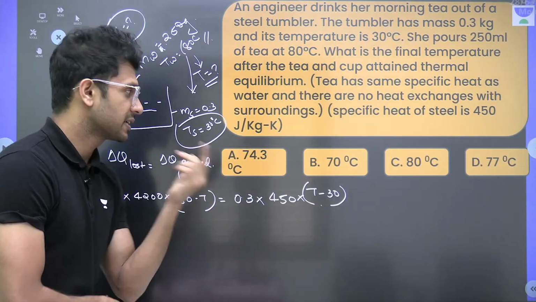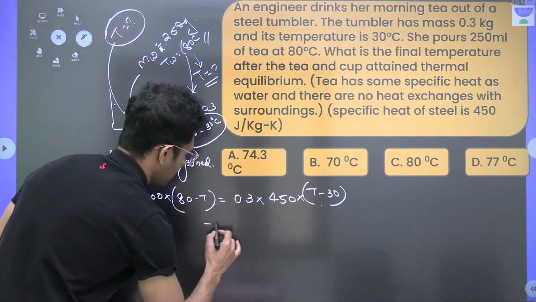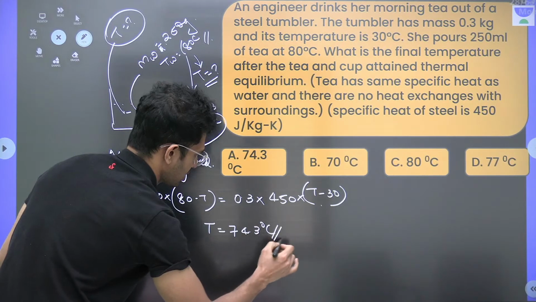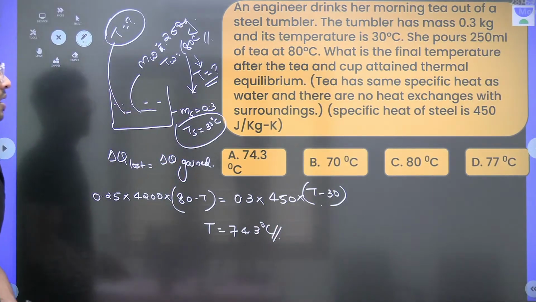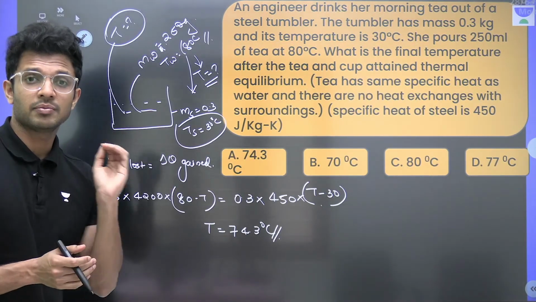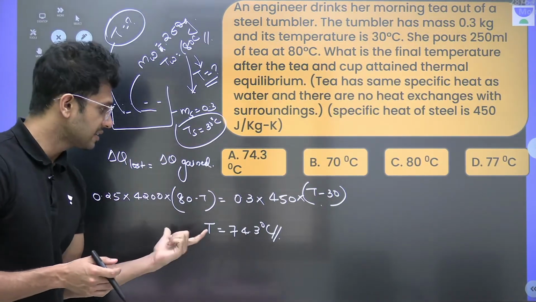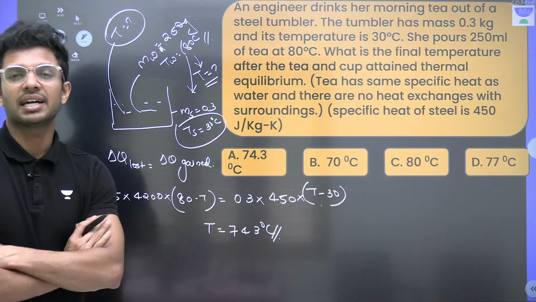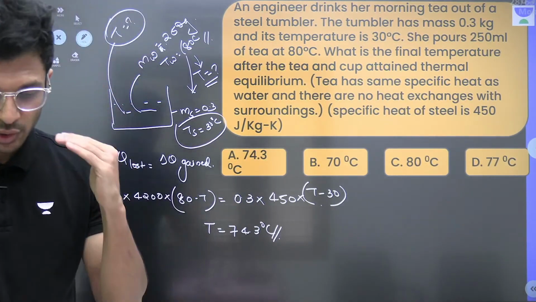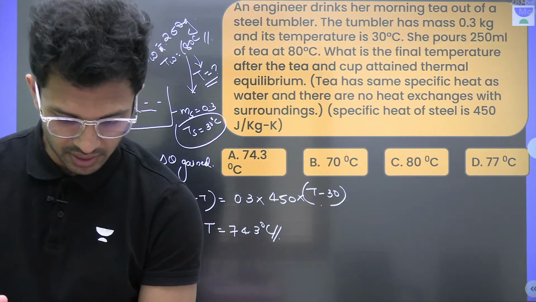What will be the temperature you get? The temperature you will get after solving is 74.3 degrees Celsius. Look at every concept, every statement, every line, and every calculation that we have done, have a look at it. Very important. It's super important.